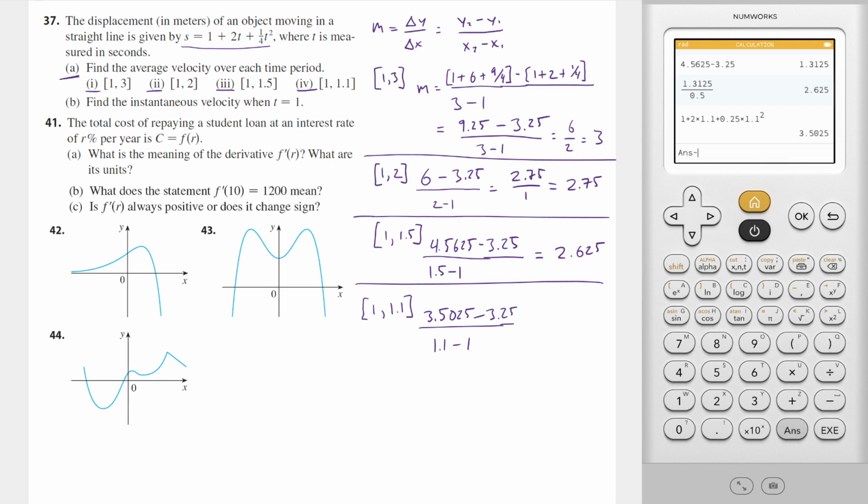Okay, so answer minus 3.25, and I get 0.2525, and I'll divide that by, well, 1.1 minus 1 is 0.1, so I divide by 0.1, and I get 2.525.